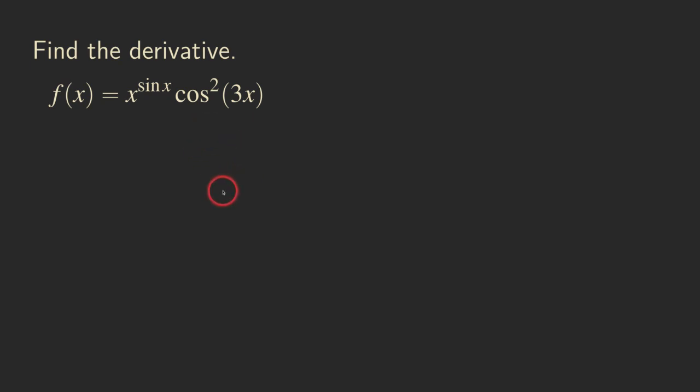Today let's look at this derivative problem. I like this kind of function because it's a nice looking function here. As you can see, we have x raised to the sine x and then times cosine square of 3x. And that's actually a product.